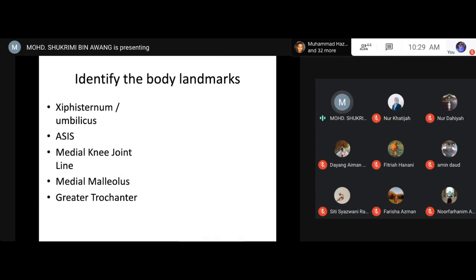All right. So now we want to measure using a tape. So you have to identify the bony landmarks. Our bony landmarks: either you measure from the xiphisternum or umbilicus, your ASIS, medial knee joint line, medial malleolus, and also greater trochanter for a segmental measurement, right? Okay, so this one you need to know, and you need to identify and get it correctly first. Otherwise, your measurement will be inaccurate.